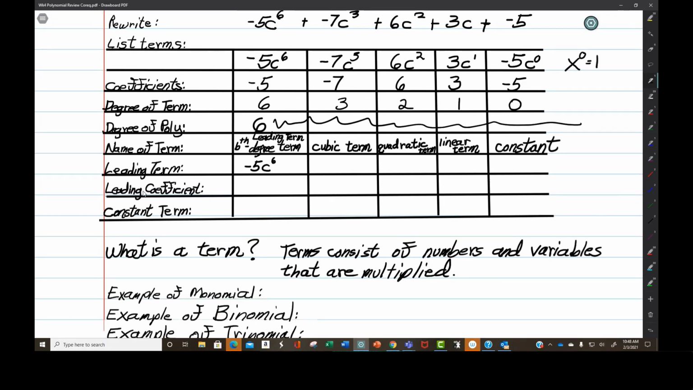Now, the leading term, there's only going to be one of those in a polynomial. And when you have a leading term, then the number in front of the variable is the leading coefficient, -5. This ends up being incredibly important, as you will find out.